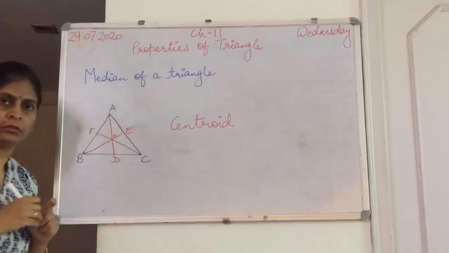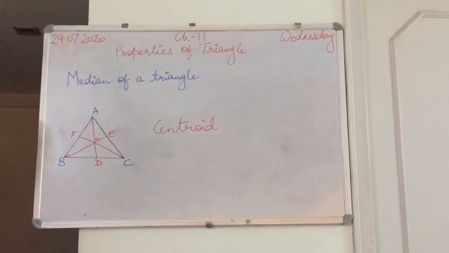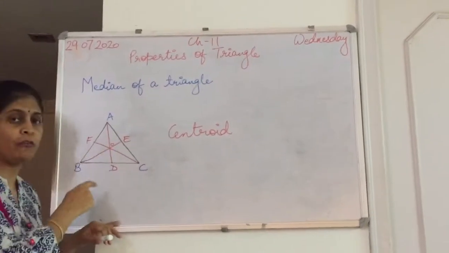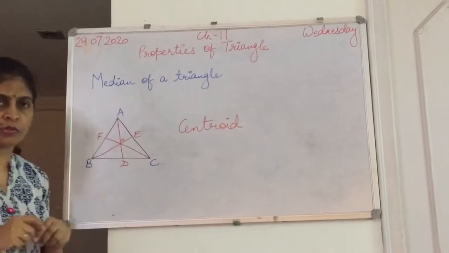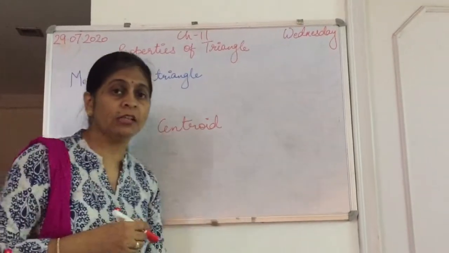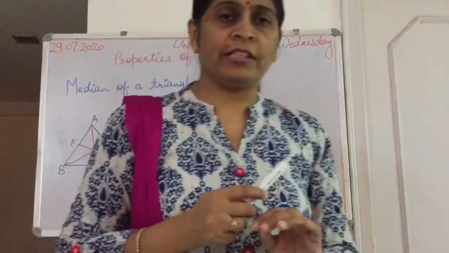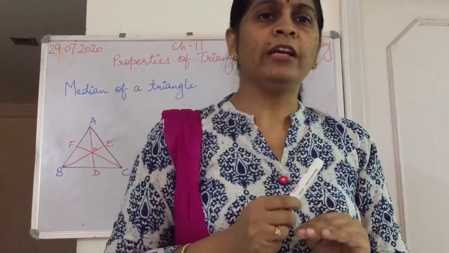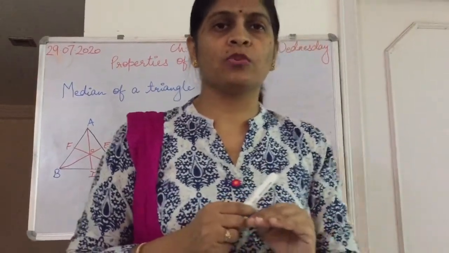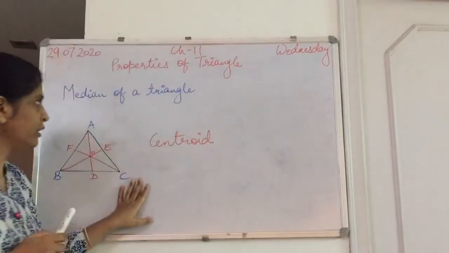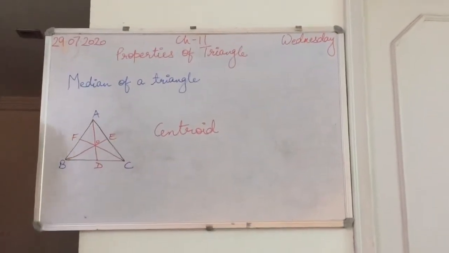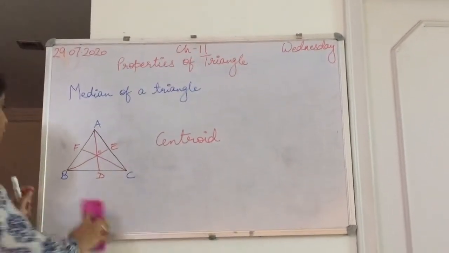And this intersection point is called the centroid. Clear about this? What is the centroid? Centroid is nothing but the intersection of all the 3 medians, or we can say centroid is the point where all the 3 medians join together. Clear about this median?